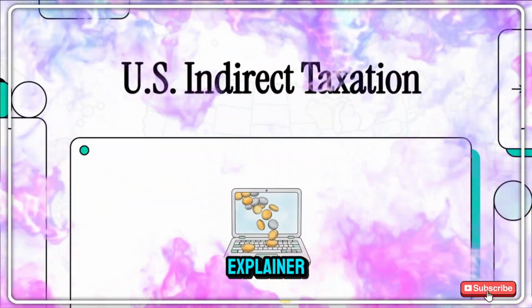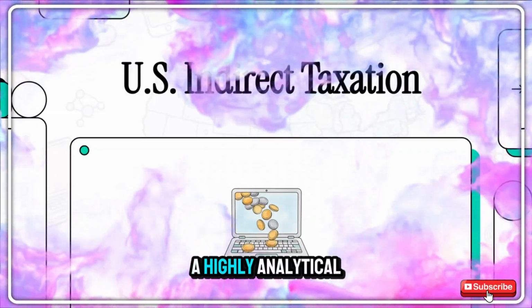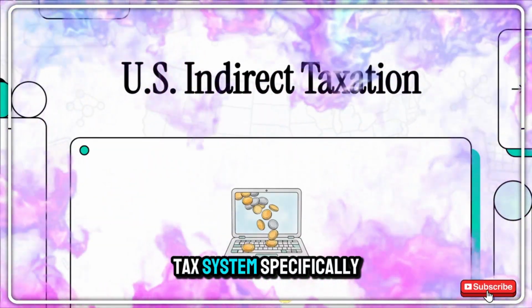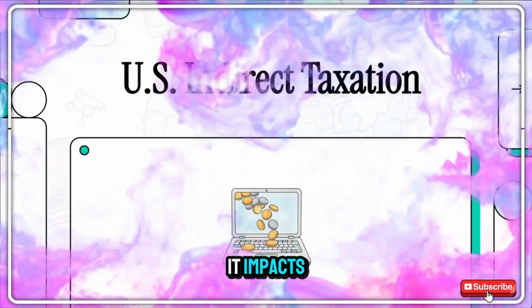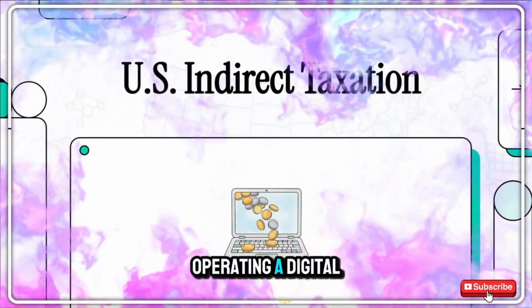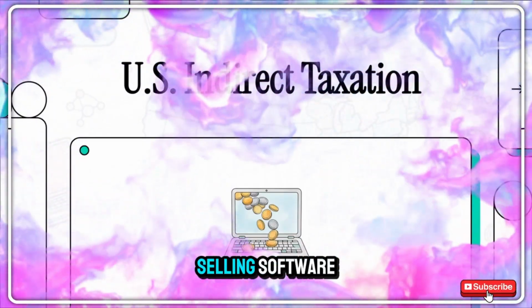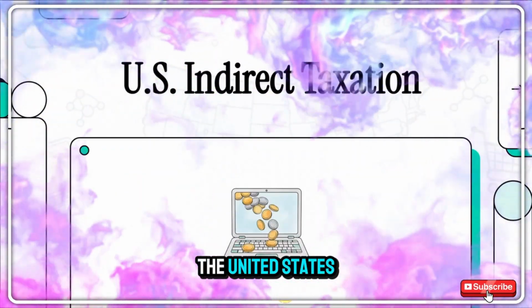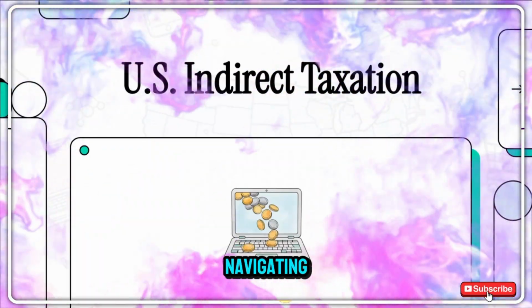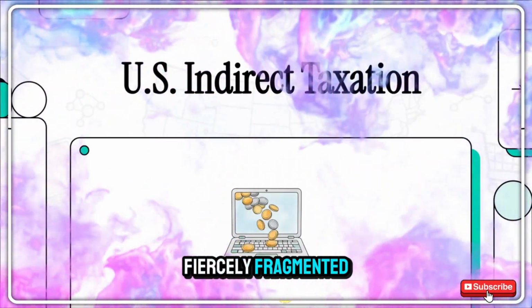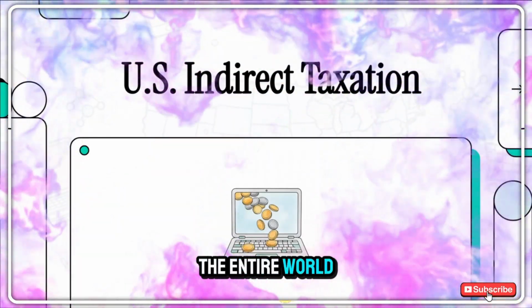Welcome to today's Explainer, where we're unpacking a highly analytical breakdown of the U.S. sales and use tax system, specifically focusing on how it impacts global digital service providers. If you are operating a digital business right now, selling software, online courses, or cloud services into the United States, you are currently navigating what is arguably one of the most complex, fiercely fragmented tax environments in the entire world.